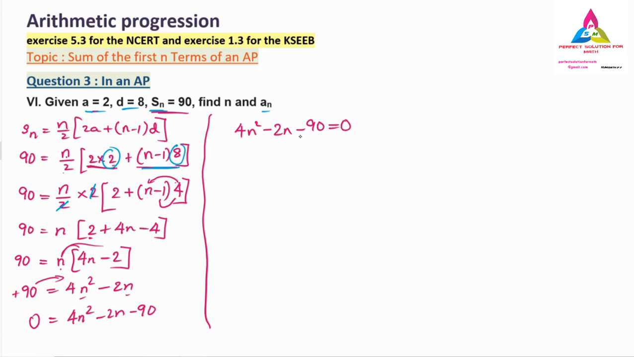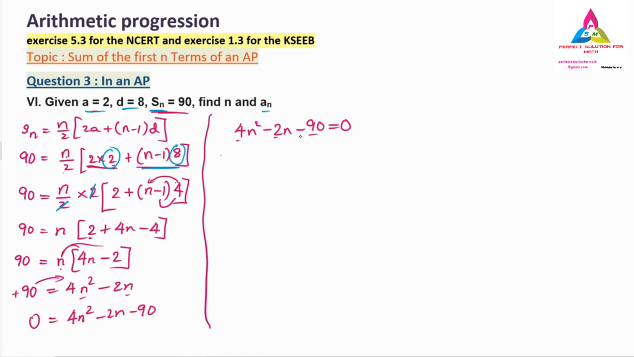Again you can use your brain. Here 2 can be taken common because everywhere we have an even number: 4, 2 and 90 are even numbers. So you can take the 2 common and afterwards you can send that 2 to the other side. Or you can keep it as it is, but if you keep it as it is, the calculation will become very big. So what we can do over here, I will change the pen.